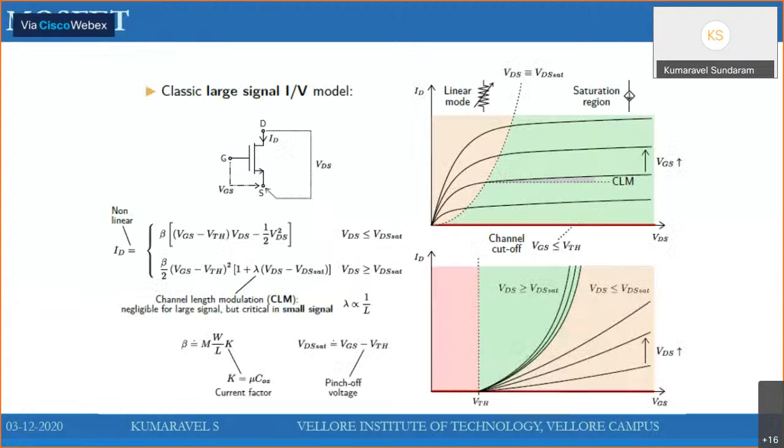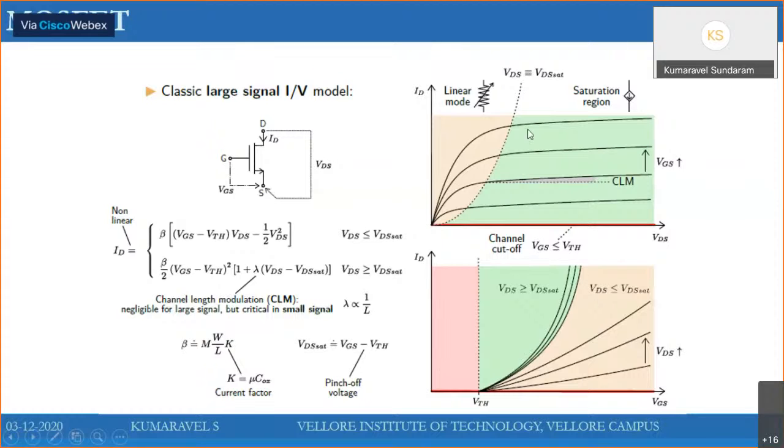So we know the IV characteristics of the MOSFET, and for various regions of operation, the drain current equation is given by this expression. It depends on the constraint. When VDS is less than or equal to VGS minus VTH, the device is going to be in triode region. If VDS is greater than or equal to VDSAT, the device is going to be in saturation region.